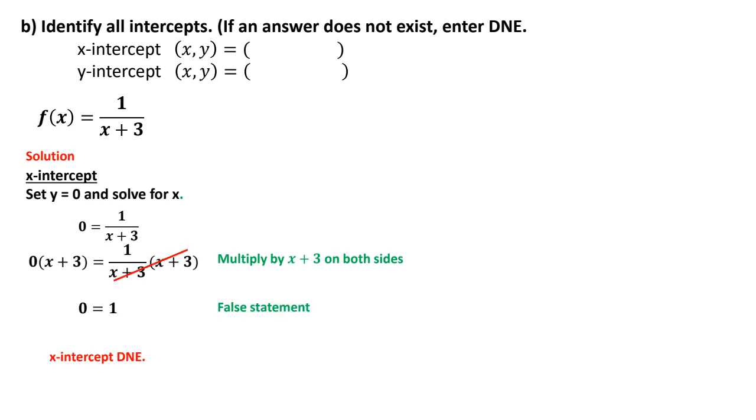So this false statement is telling me that this function does not have any x-intercepts. They don't exist. So that's what I would answer on the computer. It would be D and E.